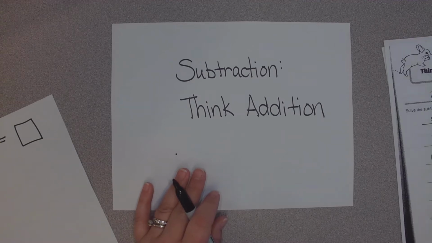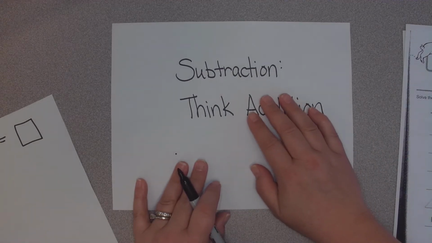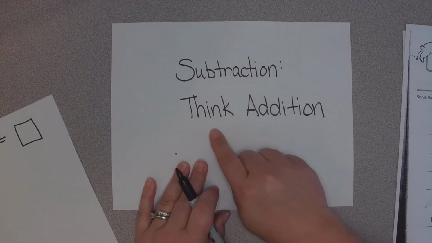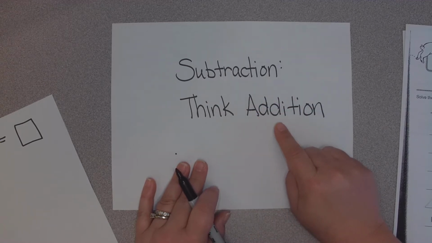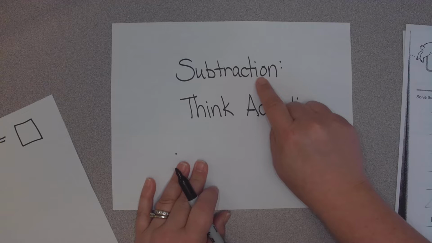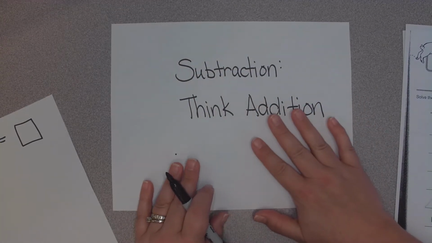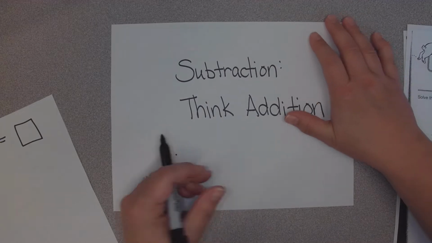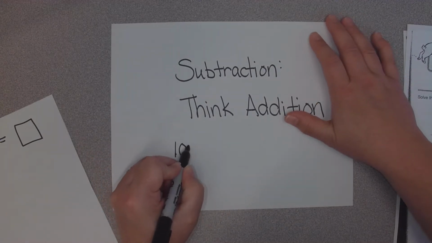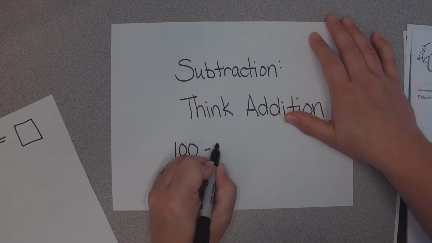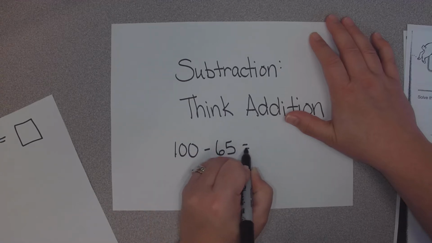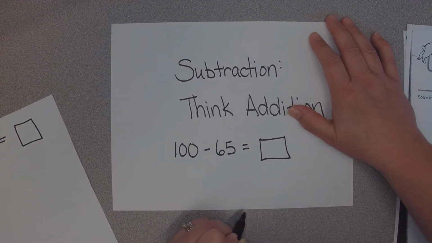Hi grade 1. Today we're going to talk about subtraction, but we're going to talk about it as though we're thinking addition. Adding is always easier than subtracting, and we can do subtraction by thinking about addition. The reason we want to do this is because when you get into some bigger grades and you start having questions like this, let's say 100 minus 65 equals, we're not sure.